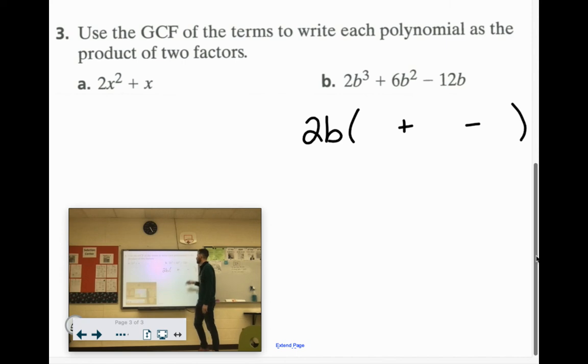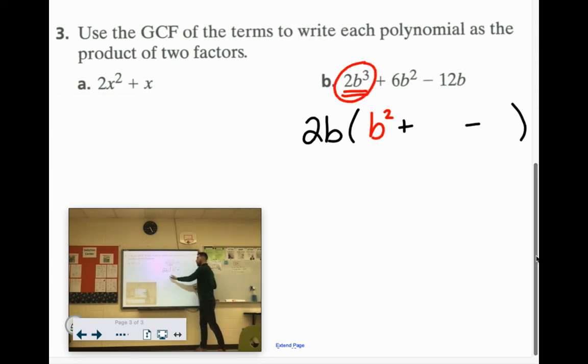So now we're just filling in some blanks. I have 2b, I need 2b to the third. So what is it missing? It's missing b squared. Well, I shouldn't say 2 b's. It's missing b to the second power. So 2b times b squared gives us 2b to the third.